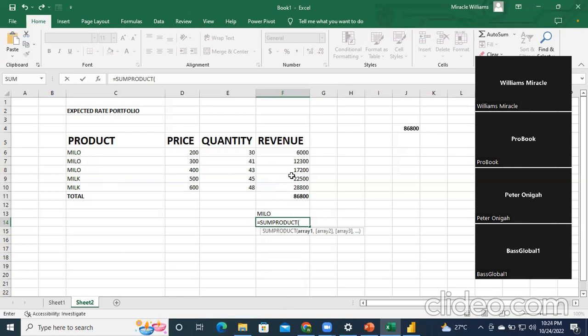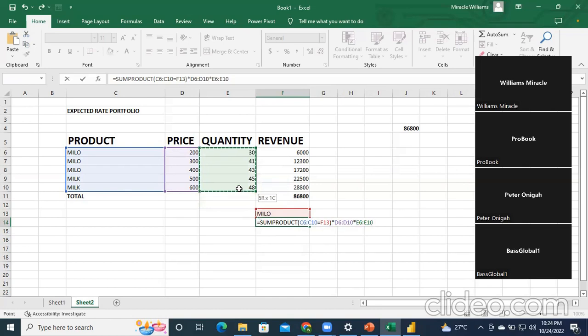So for array 1, you will come over here and copy all the products, which is this. By the time you've highlighted all the products, you are going to say equal to this very product. What's the product? We say the product is Milo. Once you have done that, I'm then going to close this bracket and say multiplied by the second array, which is the price. You can see this is the price. When I say multiplied by this second array, which is the price, I'm also going to multiply it by the quantity, which is this.